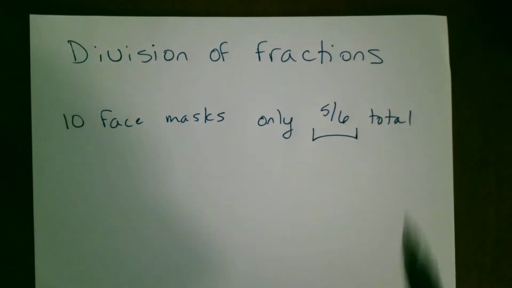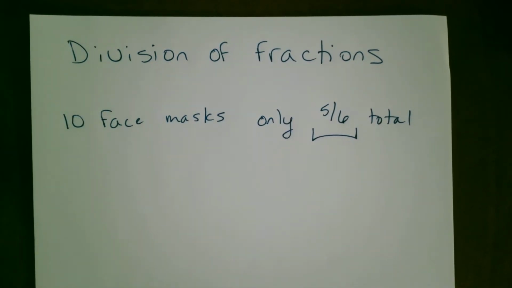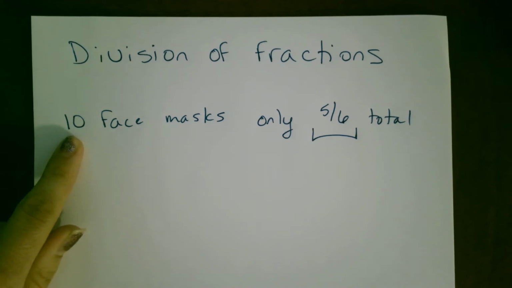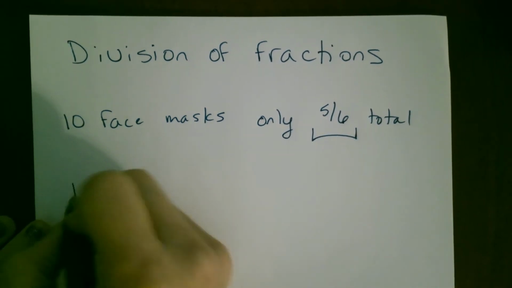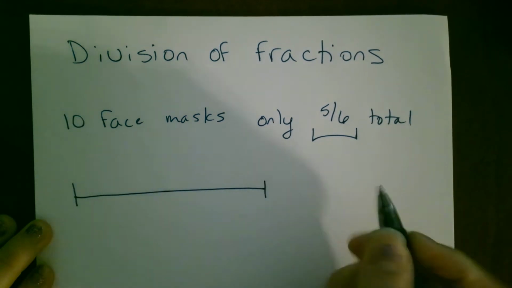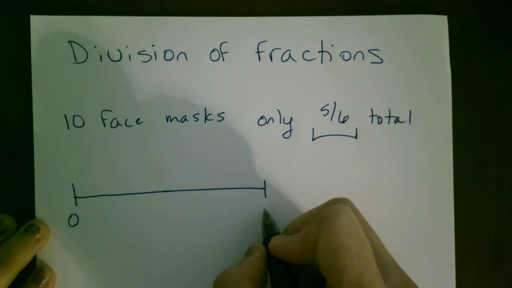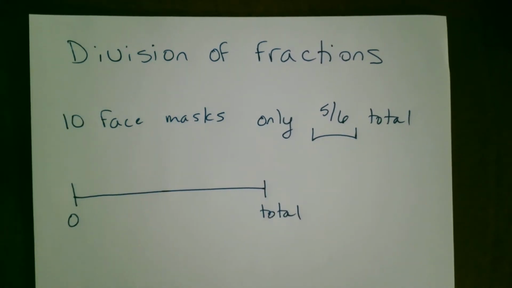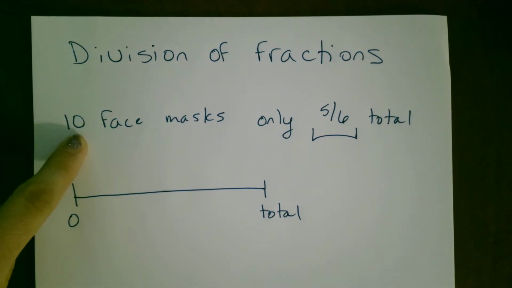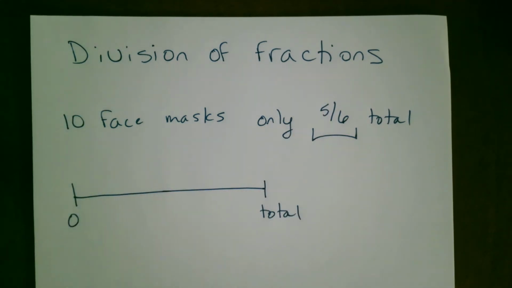So let's break down what this means right here. 5/6 of the total, what does that indicate about the total? The total was broken up into 6 pieces, and the 10 face masks is only 5 out of those 6 pieces. So let's get a little number line going on here. This is 0 face masks. The end is the total number of face masks that I wanted to make. Again, by our understanding of fractions, we know this 5/6 means that the total number was broken up into 6 pieces, and the 10 face masks represents 5 of those 6 pieces.